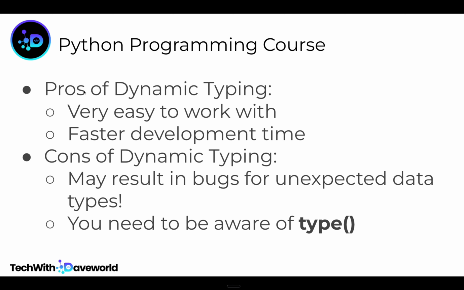So what are the pros and cons of dynamic typing? When you are doing dynamic typing, which Python basically uses, it's very easy to work with, right? It's very fast for deployment time. And the cons is it may result in bugs for unexpected data types, where in some cases you might forget that you wanted to make it an integer and you tend to reassign it to a string. It's also very common when you're trying to prompt the user for an input. So that's something you should also watch out for.